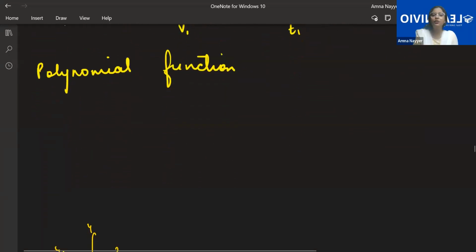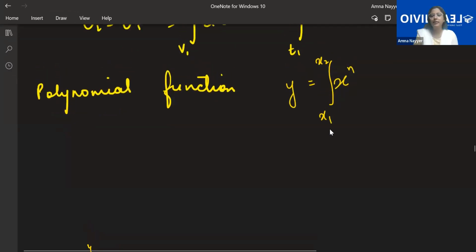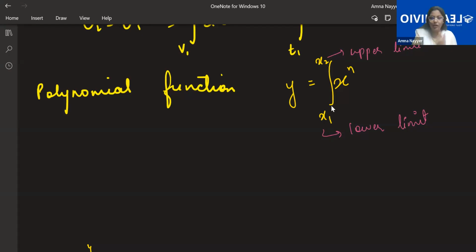Now let me tell you how we actually write a polynomial function. Let's say you are given y is equal to x to the power n. This won't be given just like that; you will have the limits also. Let's say from x1 to x2. This is the lower limit, and this is the upper limit in integration. This is the lower limit, this is the upper limit, and this is the symbol for integration.